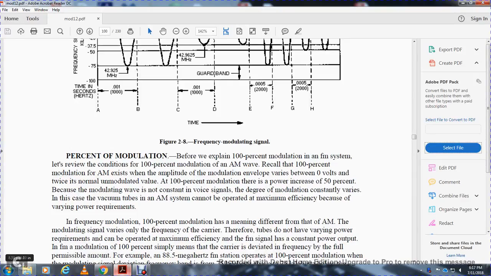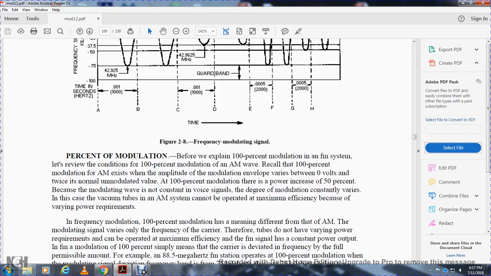Alright, part 2, chapter 2. Percent of modulation. Before we explain 100% modulation in an FM system, let's review the condition of 100% modulation of the AM wave. Recall that 100% modulation in AM exists when the amplitude of the modulation envelope varies between 0 volts and twice the normal unmodulated value.